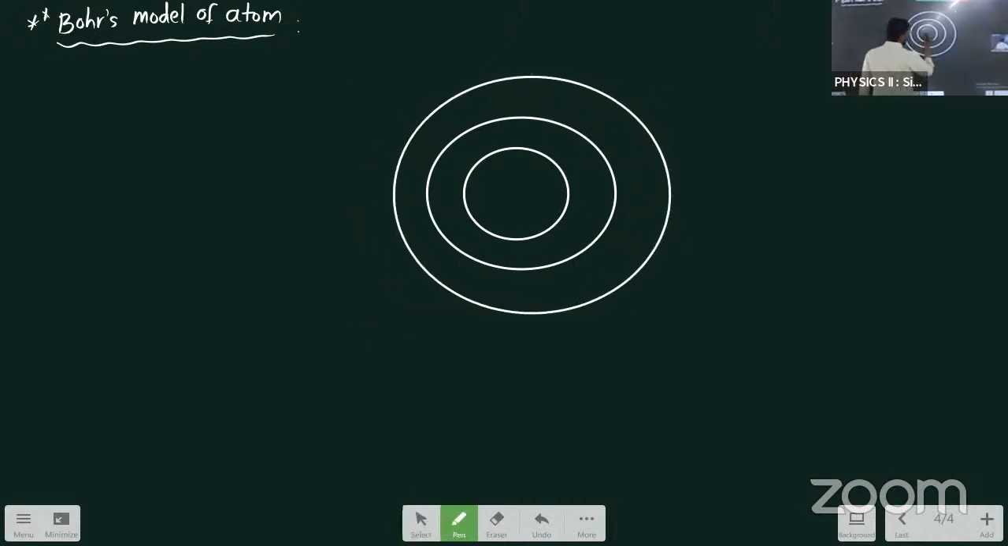Here we have the nucleus, and here the electrons are revolving. Let us assume that the energy in this particular orbit is E1, in the next orbit E2, and in this one E3. Let us assume one electron is revolving here. In which orbit? The third orbit. The electron is revolving in the third orbit. So what was the first postulate of Bohr's model of atom?